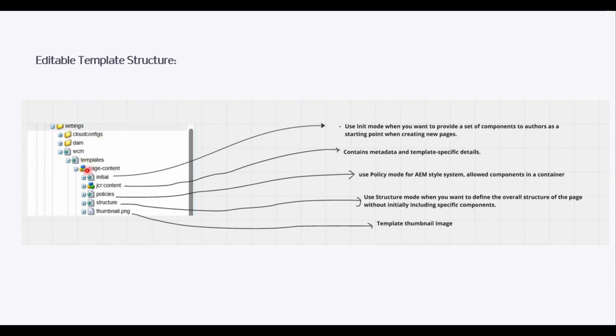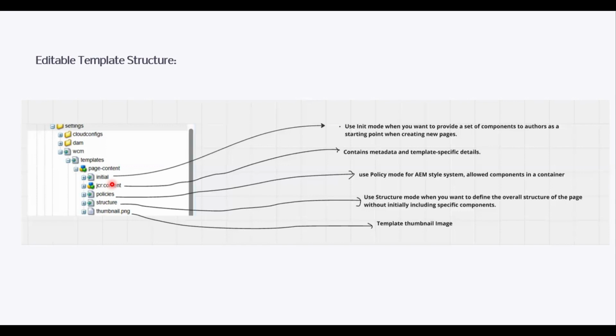So this is a page content template. Here we have different nodes within editable templates. First I'm going to talk about initial content. Within initial content, we are defining a subset of content.